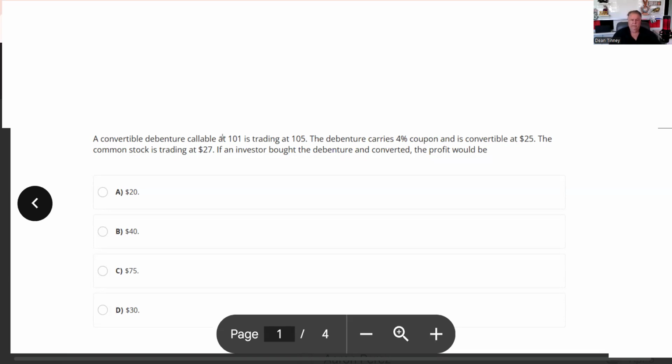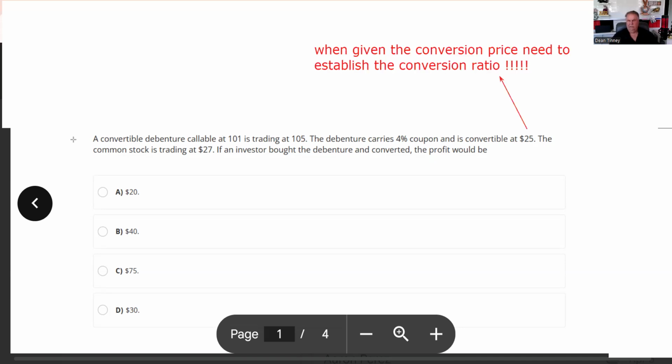Here's today's request. A convertible debenture is callable at 101 and is trading at 105. The debenture carries a 4% coupon and is convertible at 25. The minute you get a conversion price, you need to establish the conversion ratio. I can't stress that to you enough. You cannot do a convertible question without knowing the conversion ratio.